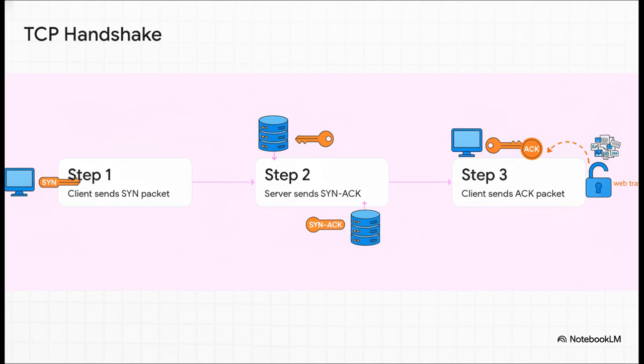Before a single HTTP request can even be sent, TCP acts like a strict bouncer, enforcing a three-step lock and key mechanism known as the three-way handshake. The client sends a synchronized packet, the server synchronizes and acknowledges, and finally, the client acknowledges back. Only after that highly specific sequence completes can the actual web traffic begin.